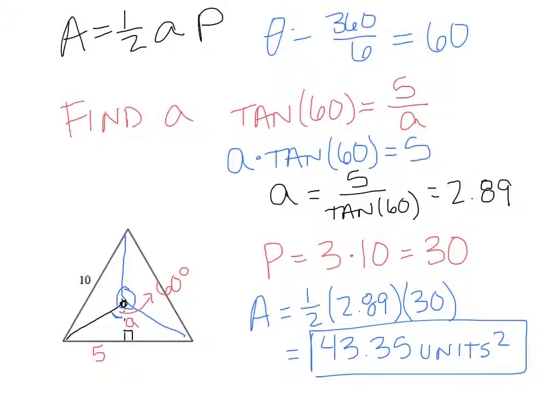So it's always coming back to that exact same formula. Sometimes we're going to have to do a little bit of trig work to find the parts we need. But again, you're always just going to end up eventually doing 1/2 the apothem times the perimeter. And it works for any regular polygon, regardless of the number of sides.